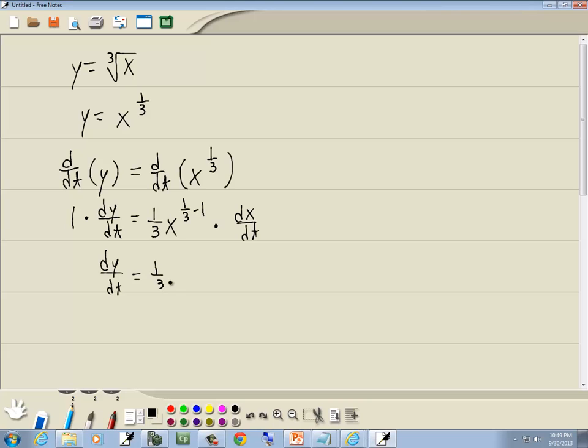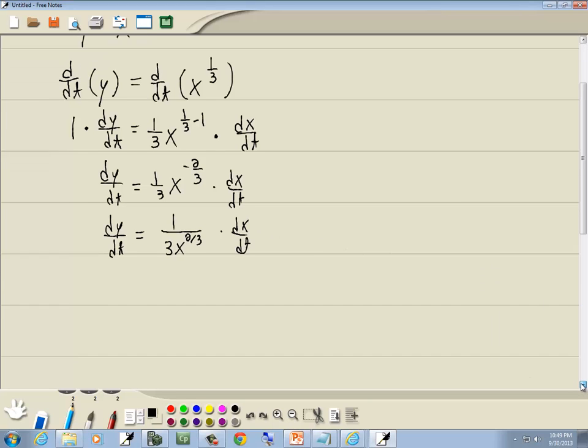So that gives us dy/dt. We got 1/3 x to the negative 2/3, 1/3 minus 1, times dx/dt. So I got dy/dt equals, and I'm going to move that x to the negative 2/3 to the denominator, where it becomes x to the positive 2/3, times dx/dt. Okay, so that's our equation we're going to be working with.